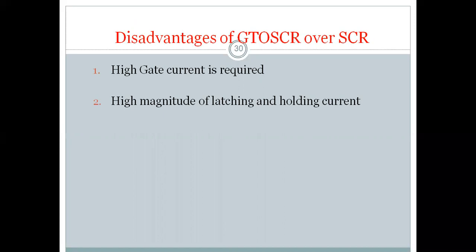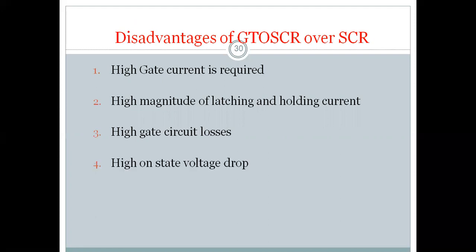And coming to the disadvantages of the GTO SCR: high gate current is required, high magnitude of latching and holding currents, high gate circuit losses, high on-state voltage drop, and lower reverse voltage blocking capability.